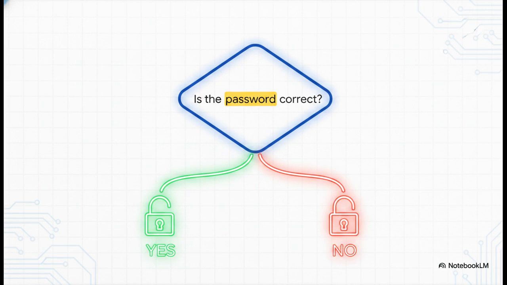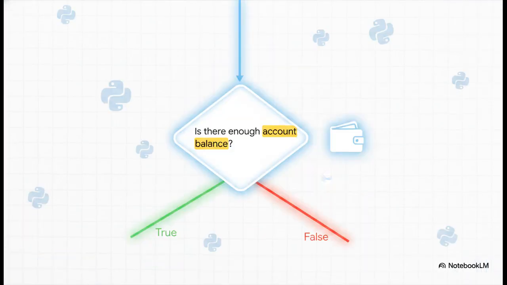It's just a simple true or false evaluation, but as we know, one condition is rarely enough to get the whole job done. Immediately after that first check, it asks a secondary question. Is there enough account balance? Because you might have the absolute correct password, but if you're trying to transfer $1,000 and you only have $50, well, the system definitely needs to catch that. It's evaluating multiple conditions simultaneously before it proceeds.